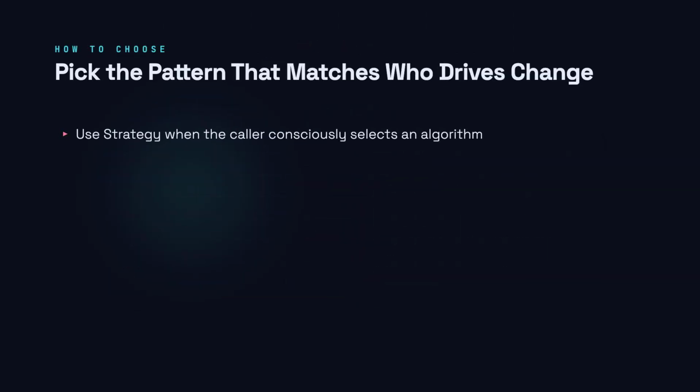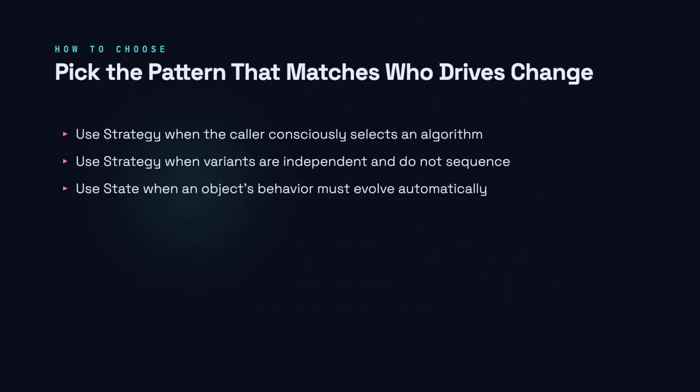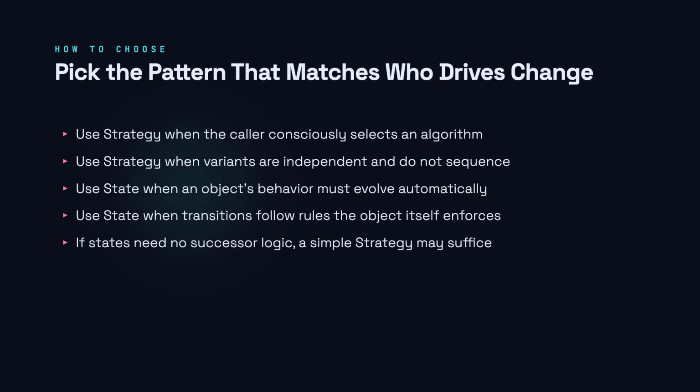Ask yourself one question: who decides when the behavior changes? If it is the caller, a user action, a config value, a test, reach for strategy. If the object itself must watch its own condition and move to the next phase, a connection going from connecting to open to closed, an order going from pending to shipped, reach for state. When the transitions are automatic and rule-governed, state keeps that logic safely encapsulated inside the object.